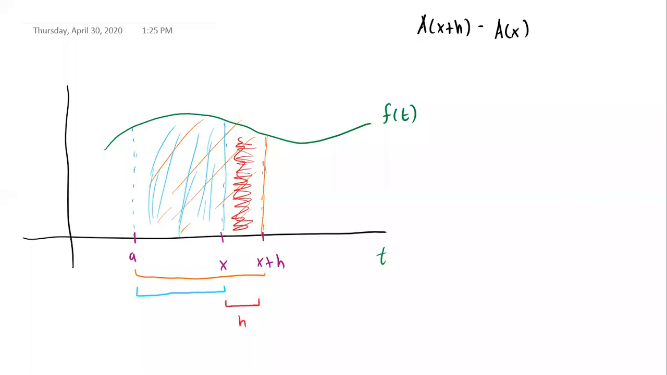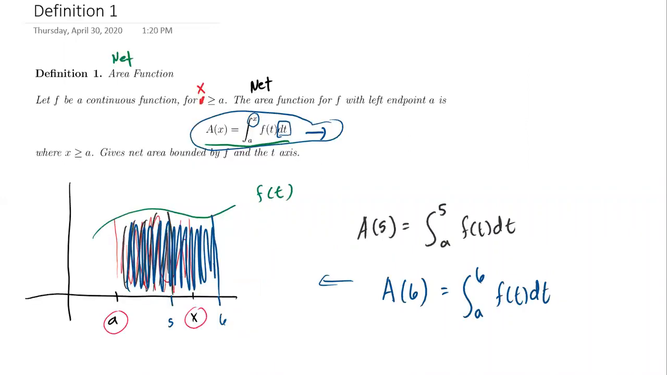Hello class. So this is video 2 on section 5.3. In the previous video, we defined the area function, which is basically a definite integral where we allow ourselves the ability to change the right endpoint of the interval. So the variable becomes the right endpoint of the interval, which is the same as the upper bound of the integral.